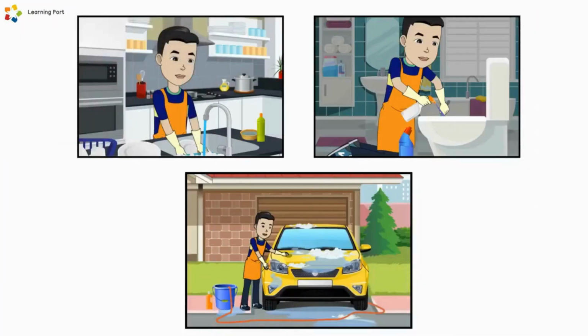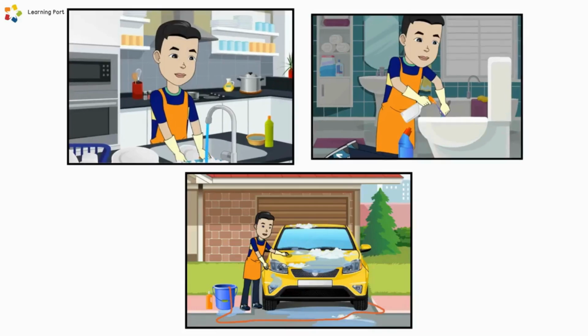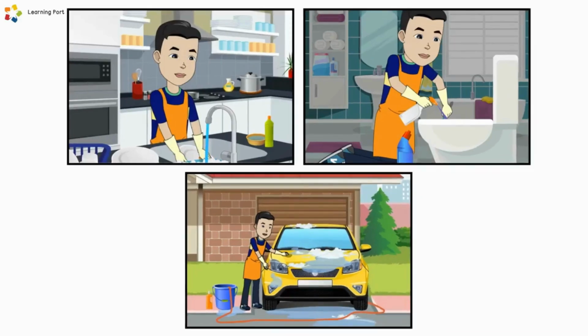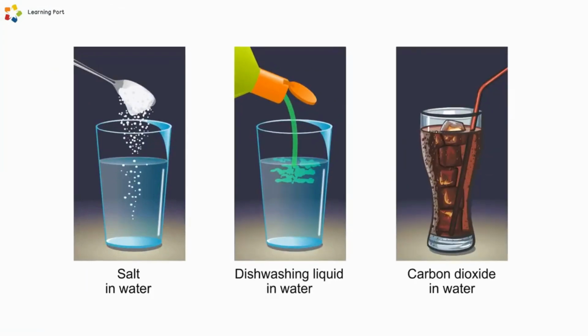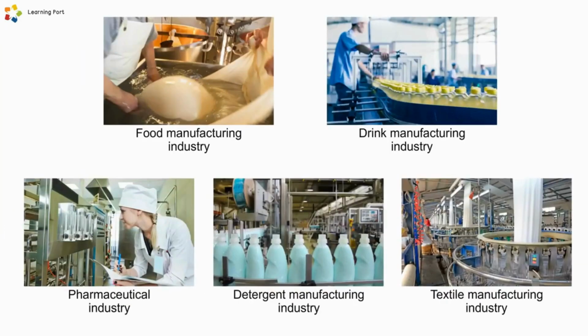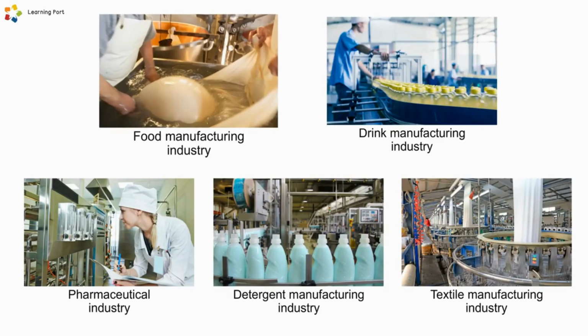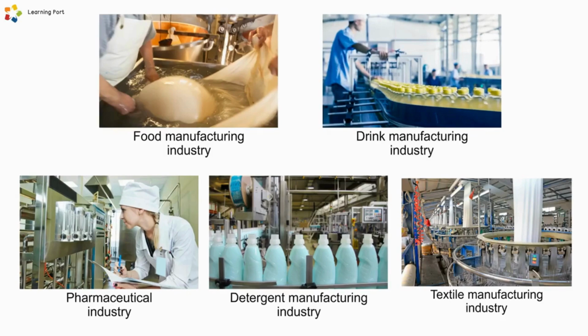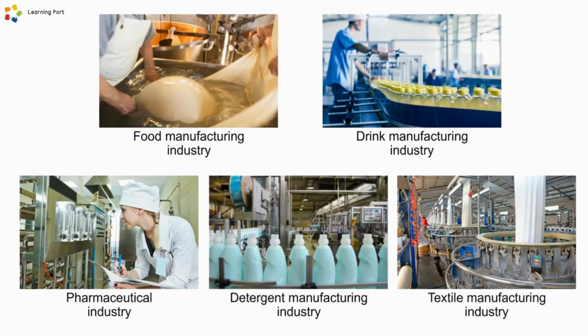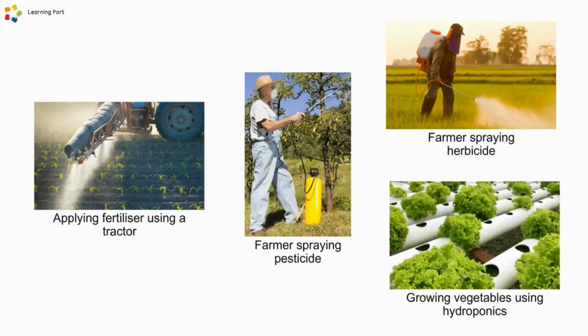Did you notice in each situation, Michael used water to dissolve the soap for washing the dishes, cleaning the toilet, and washing the car? Water is a very important compound in our daily life. Water can dissolve many types of substances more than any other liquid, so it is called a universal solvent. In addition to domestic uses, water is also an important solvent used in different manufacturing industries that produce foods, drinks, medicines, detergents, and textiles.